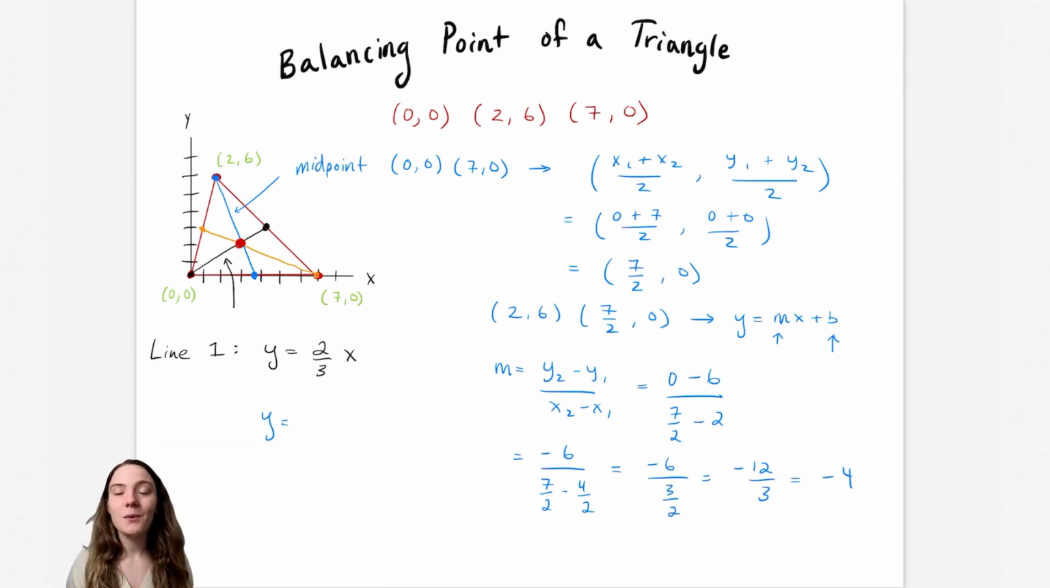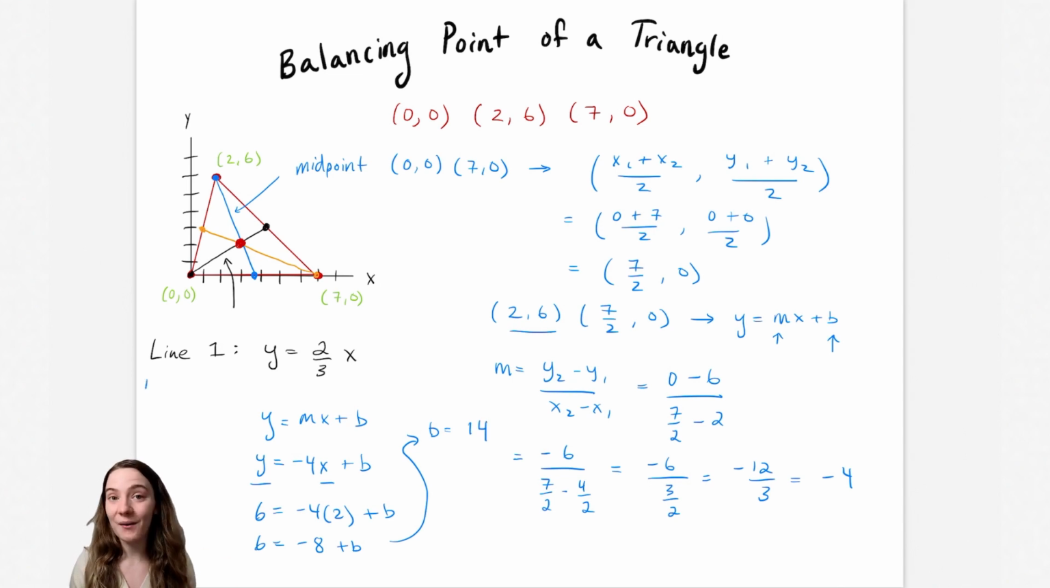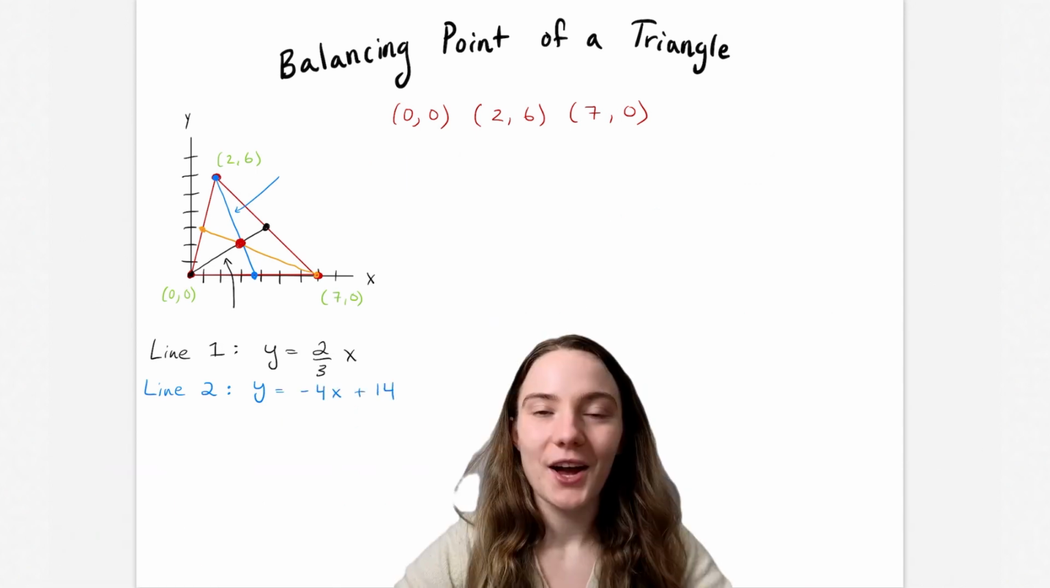Now that we have the slope, we can find the y-intercept. All we need to do is write out our y equals mx plus b equation, and then substitute the x and y values from one of our 2 points. When you do the math, you should see that the y-intercept is equal to 14. Now we have the equation for our second median, which is y equals -4x plus 14. Whew, okay, we're on to our last one.